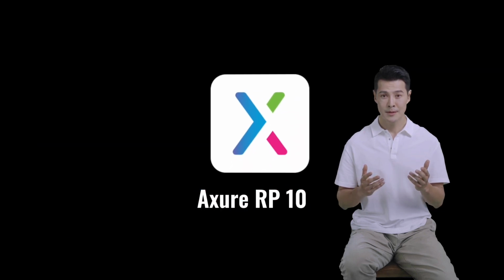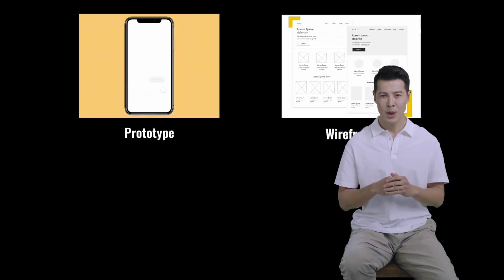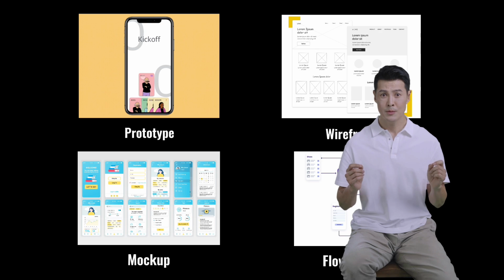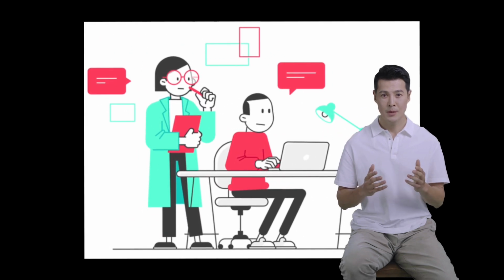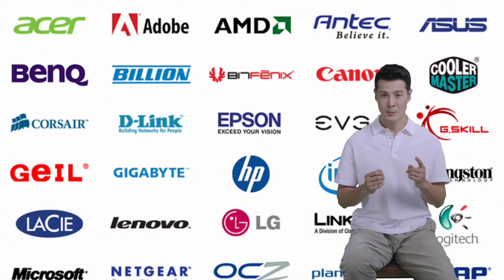Axure RP 10 is a powerful tool for rapid prototyping, enabling the creation of prototypes, wireframes, mockups, and flowcharts with speed and efficiency. You can quickly gather feedback from users and stakeholders or pass your prototypes to developers for coding. It's a widely used tool in tech and internet companies globally.